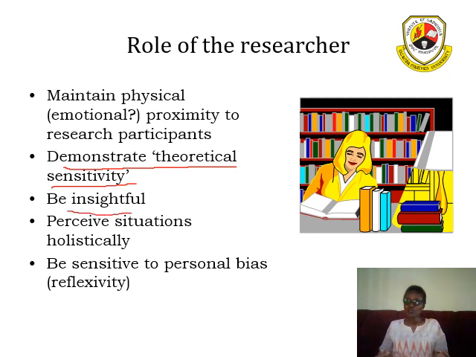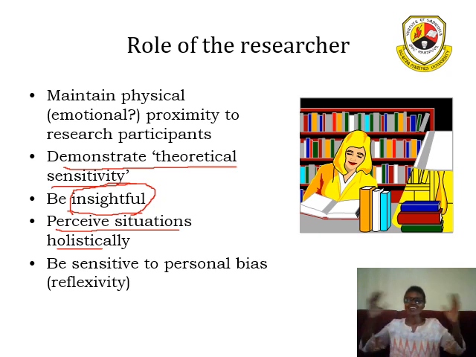The insightfulness, this is where you examine yourself internally, trying to be insightful of your emotions. Try to perceive situations holistically. You can tend to be biased, especially if you pick a certain variable, a certain theme, and you run with it. Try to pick the totality of the situation.